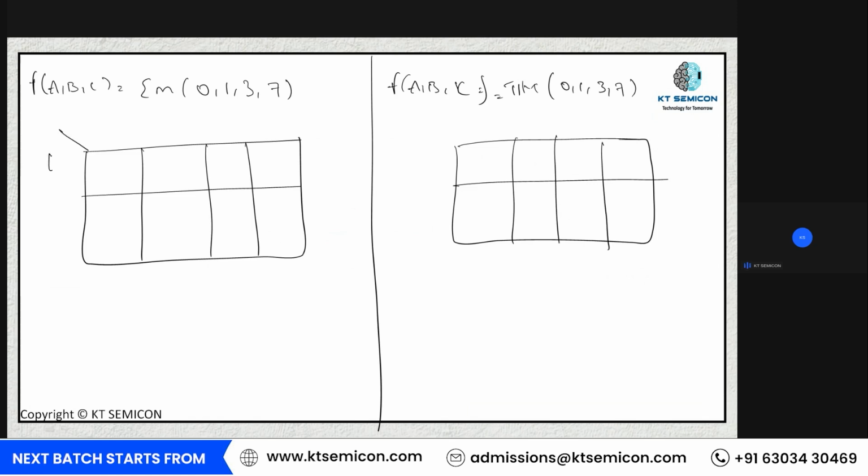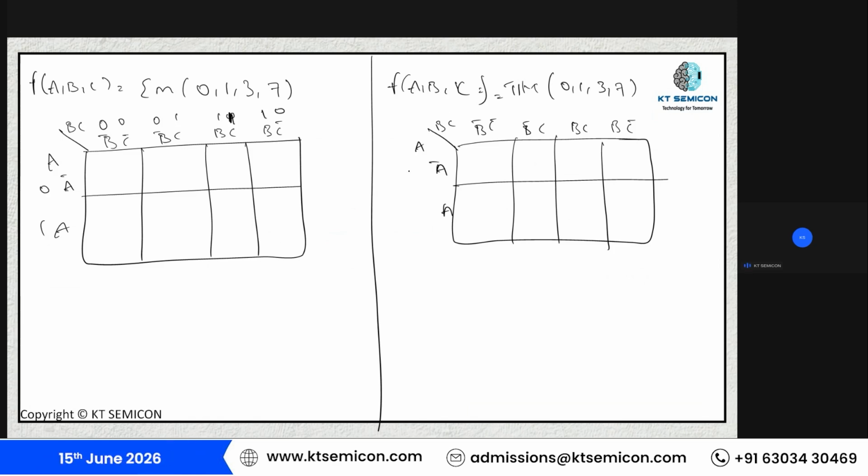So this is my A, B, C, with B bar C bar, B bar C, B C and B C bar, and A bar and A. Here also I'm going to write down A bar and A, B bar C bar, B bar C, B C and B C bar. So this is nothing but my 00, 01, 11 and 10, and here 0 and 1. Let me change them.